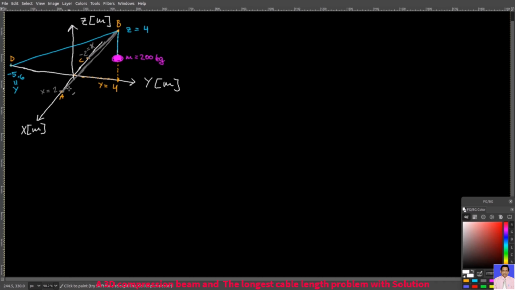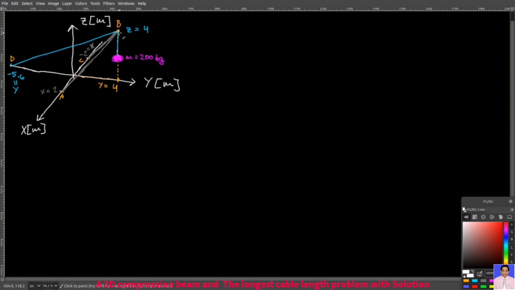Welcome back. So in here I have a structure where I have two gray beams that go from points A and C to point B. One starts from x equals 2 meters, the other one at x equals minus 2 meters, and then their y and z values are 0, and then both of them end up at point B, which is at x equals 0 meters, y equals 4 meters, and z equals 4 meters.